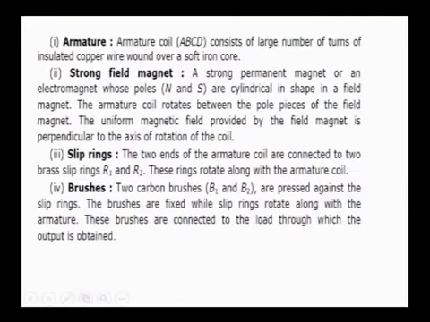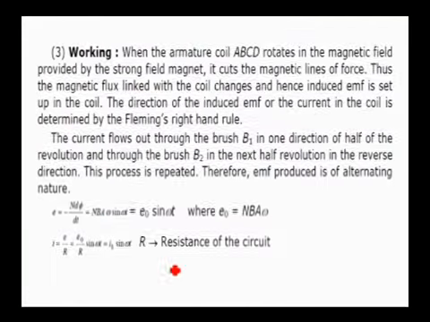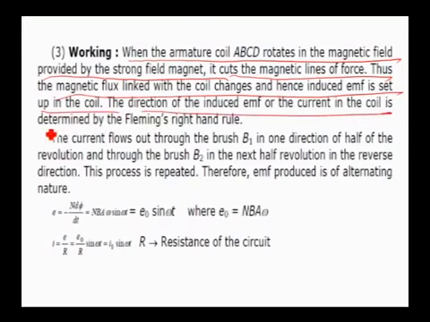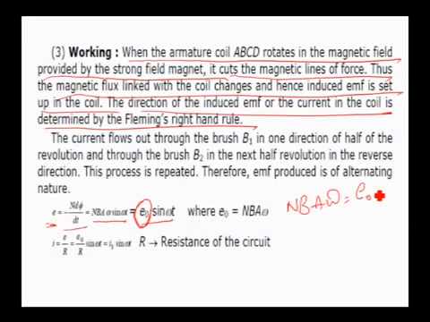Next, these are all just the explanations. Now the working, as I explained: when the armature coil ABCD rotates in the magnetic field provided by the strong field magnet, it cuts the magnetic field lines. Thus the magnetic flux linked with the coil changes, EMF is set up in the coil, the direction of EMF is determined by Fleming's right hand rule, and the expression which I have derived, minus N d phi by dt, is NBA omega sin omega t, E naught sin omega t. What is E naught here? I have replaced NBA omega with a symbol called E naught. Here E is nothing but the voltage or EMF.